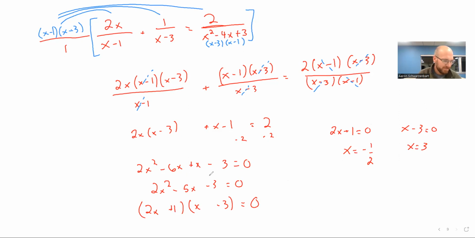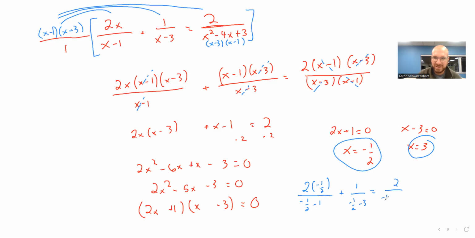Okay. What do I need to do with these? I need to check my answers for extraneous solutions. So I plug in to my original. 2 times negative 1/2 over negative 1/2 minus 1, plus 1 over negative 1/2 minus 3, should equal 2 over negative 1/2 squared minus 4 times negative 1/2 plus 3. And you can check that with the calculator, it will work.